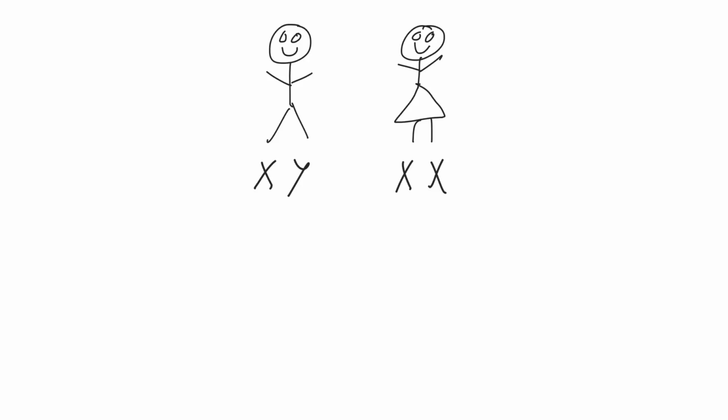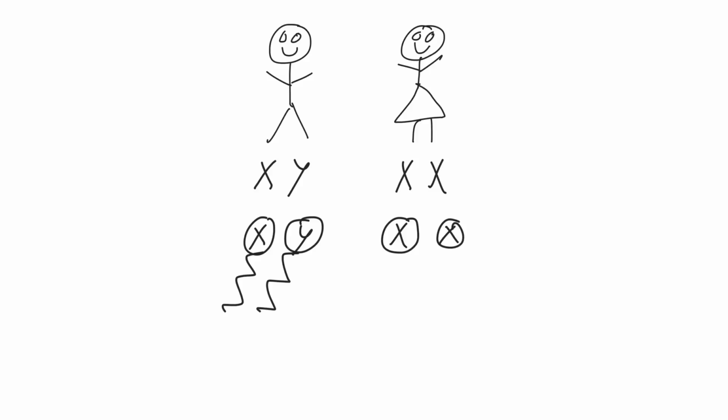Now, when passing your DNA down to your offspring, you only pass on one set of chromosomes. So males are either going to make a sperm that contains an X chromosome or sperm that contains a Y chromosome. And females are either going to pass down an egg with an X or they'll pass down an egg with an X.